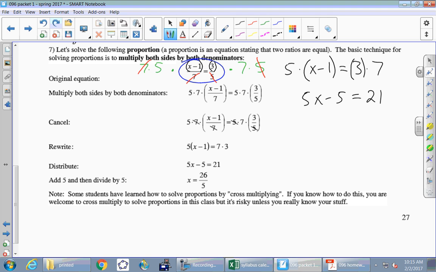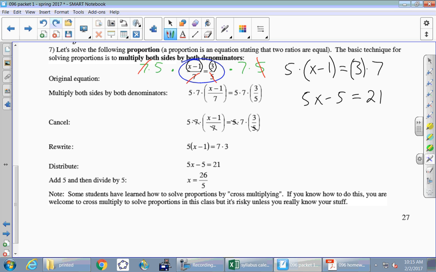You're totally welcome to multiply the 5 by the 7. I mean, that gives you a 35, and you have lost sight of the fact that the 7s can cancel. So there's nothing illegal about what you're suggesting, but it heads the wrong way.